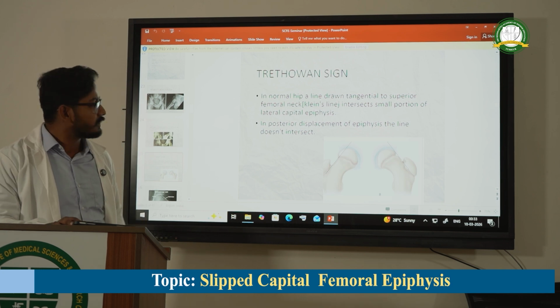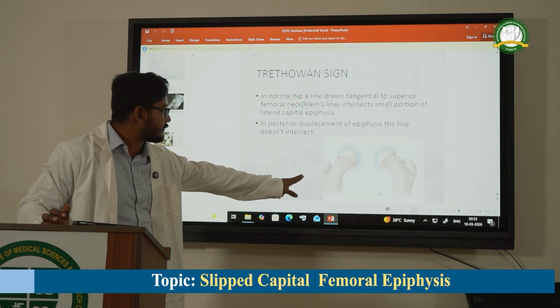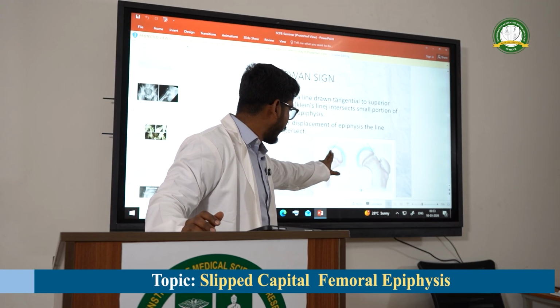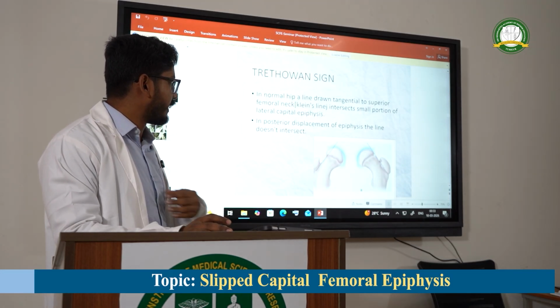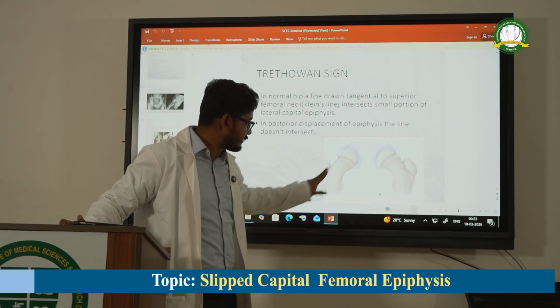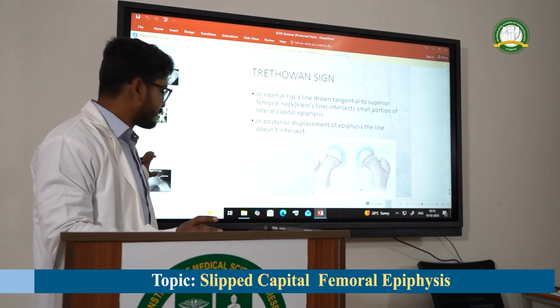In a normal hip, a line drawn tangential to the superior border of the femoral neck has to intersect a part of the lateral epiphysis. In posterior displacement, the line doesn't intersect the epiphysis. As you can see here, there is an intersection. This is the normal side. And when there is no intersection, there is slip. We can suspect the slip.